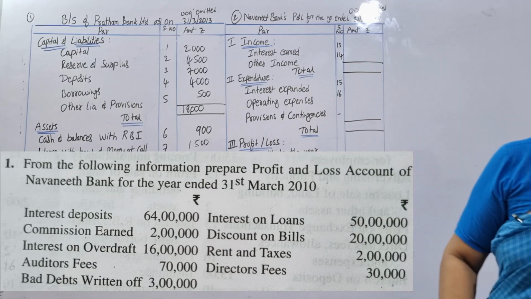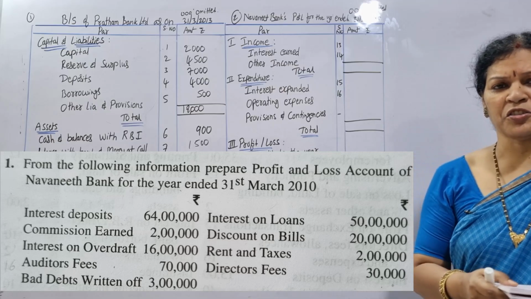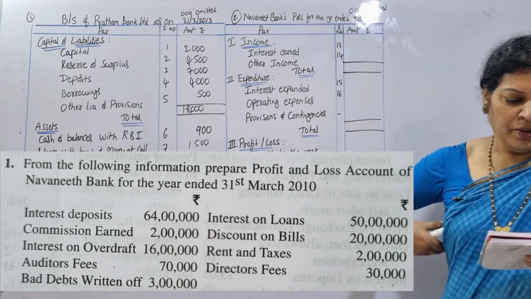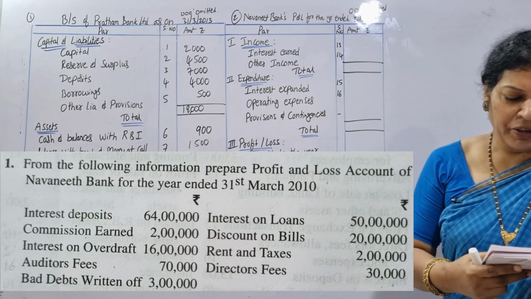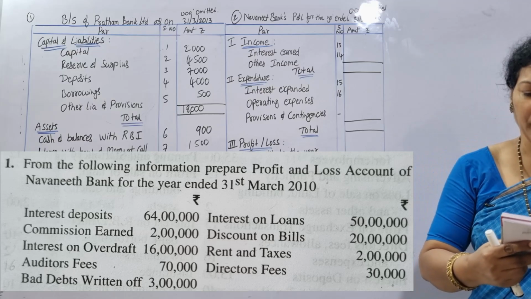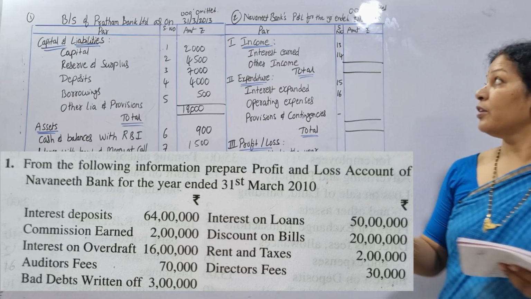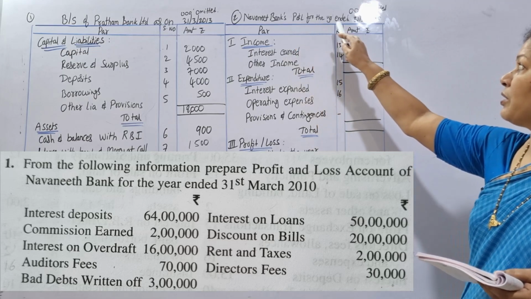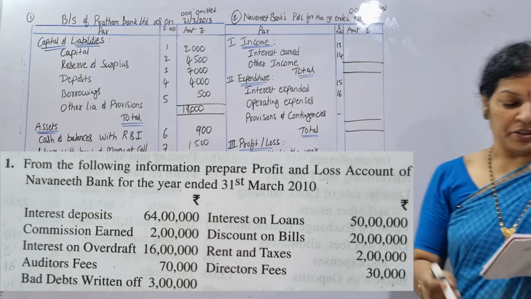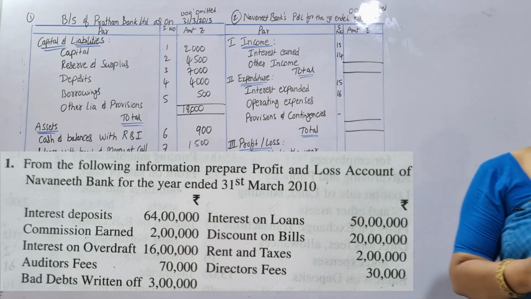Now we'll see the problem. Problem is given on the desktop. You can take a screenshot or note it down. Now here, from the following information, prepare the profit and loss account of Navneet Bank for the year ended 31st March 2010. So we gave the heading Navneet Bank's profit and loss account for the year ended 31st March 2010. 3 zeros omitted.